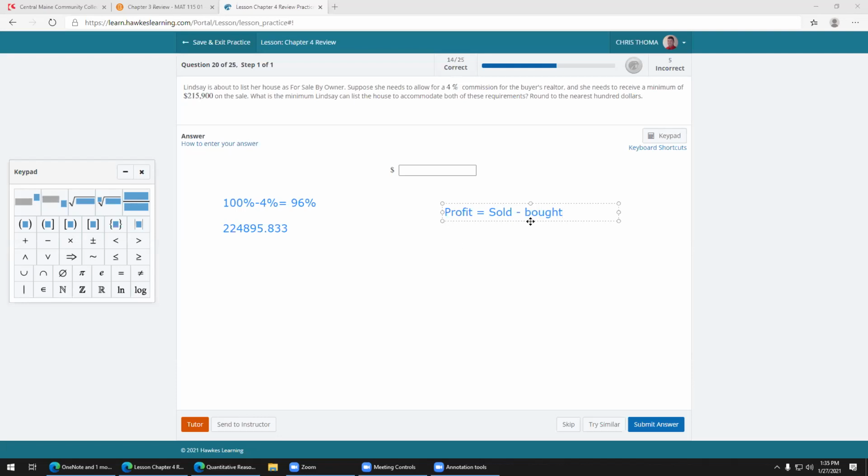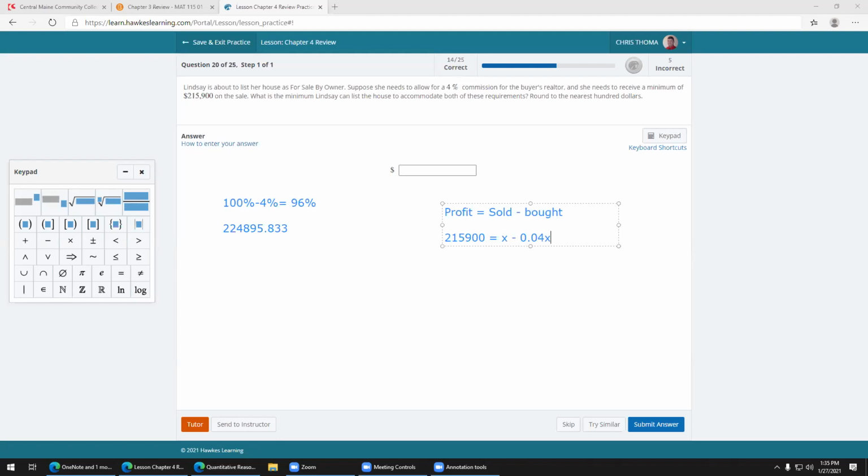So in this example, we know our profit is going to be 215,900 because that's how much Lindsay wants. Equals. We don't know how much she sold it for, right? But we know that there's a 4% commission. And how do we find that? That's where you multiply the amount sold by 0.04.